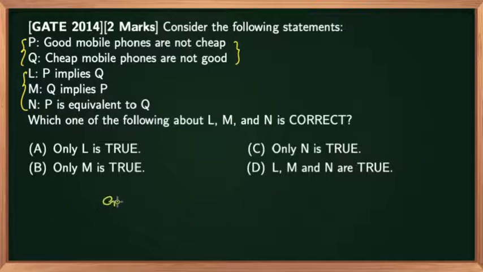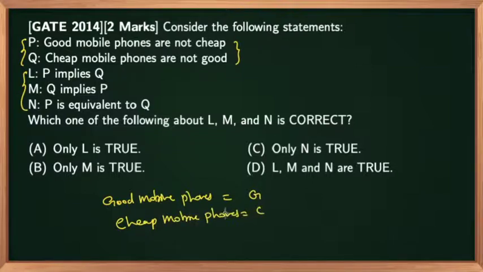So let's assume good mobile phones corresponds to maybe G, and cheap mobile phones corresponds to C. So the first statement says good mobile phones are not cheap mobile phones, right? So the first statement says if we have a good mobile phone, then it is not a cheap mobile phone, right? Similarly, if you see the second statement, it says if you have a cheap mobile phone, then that implies it is not a good mobile phone, right?